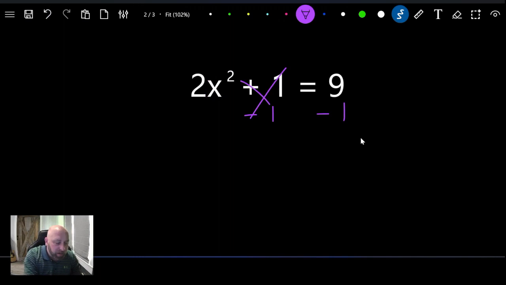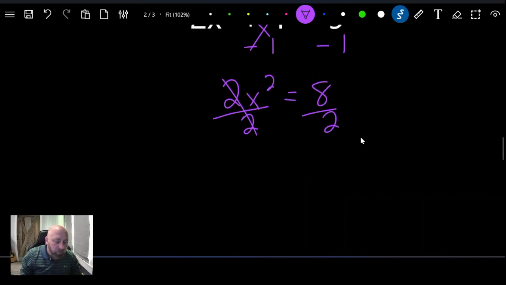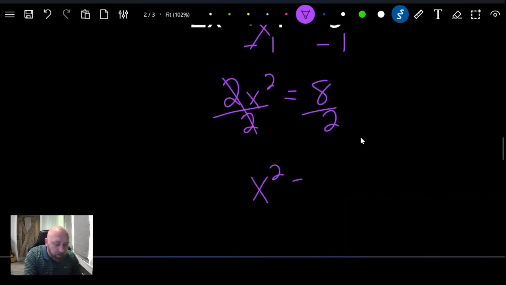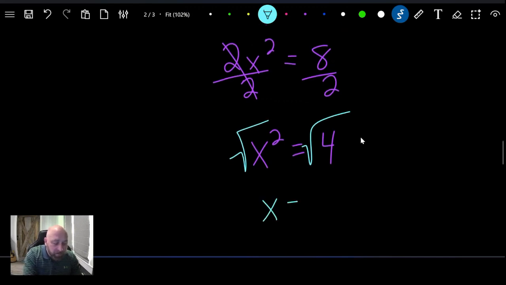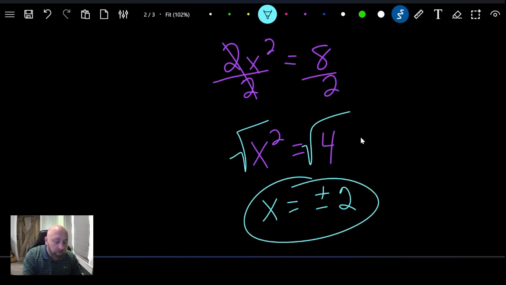That's going to cancel that. We're going to get 2x squared equals 8. Now, we still don't have it by itself. We need to divide each side by 2 so that we get x squared equals 4. Now we've got it by itself. Now we can go on to the next step, which is square root both sides. And then we would get x equals plus minus 2. And that would be your answer.